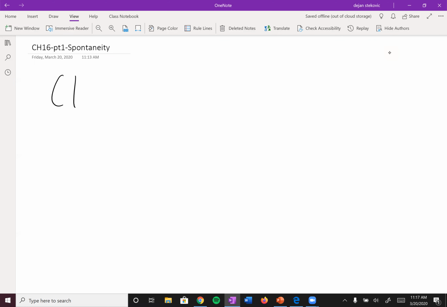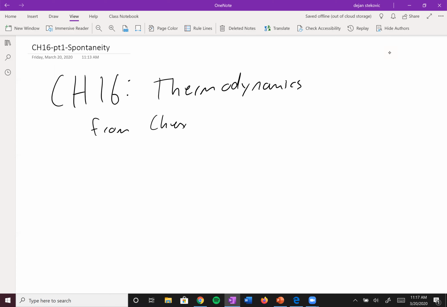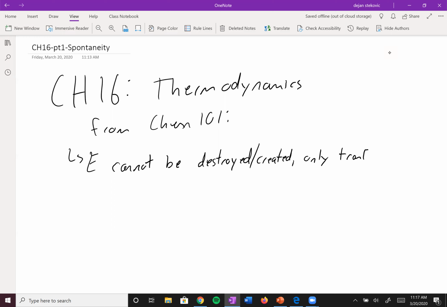All right, guys, let's start talking about chapter 16, which is thermodynamics. You already touched on thermodynamics in Chem 101, so there are some things I want to remind you about. The first thing is that just like matter can't be destroyed or created, energy can also not be destroyed or created. It can only be transferred. So let's write: energy cannot be destroyed/created, only transferred.